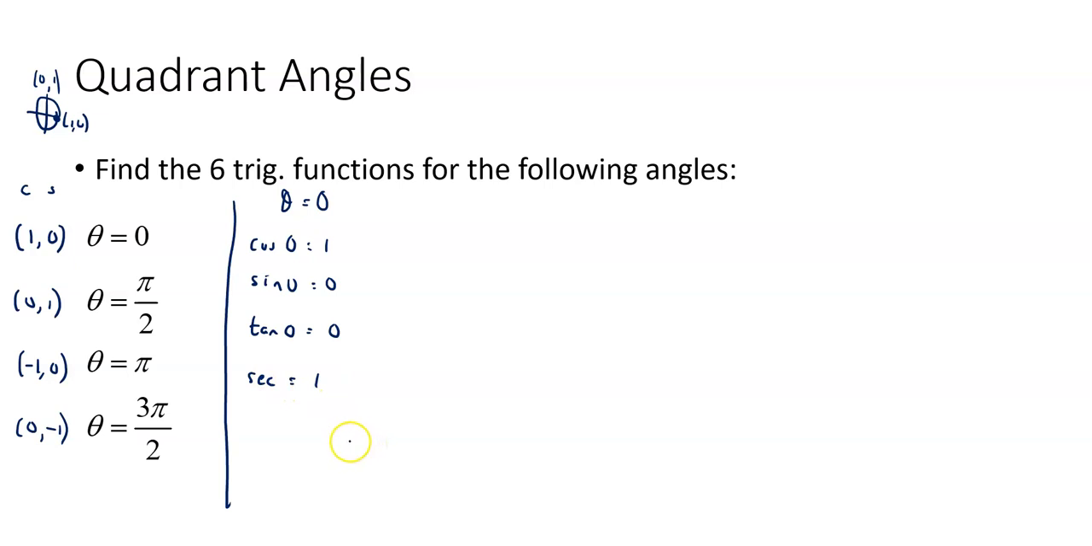Now we're going to run into trouble with the other two, because 0 is really like 0 over 1. The reciprocal of that is 1 over 0, which is undefined. So it turns out that the cosecant of 0 and the cotangent of 0 are undefined.